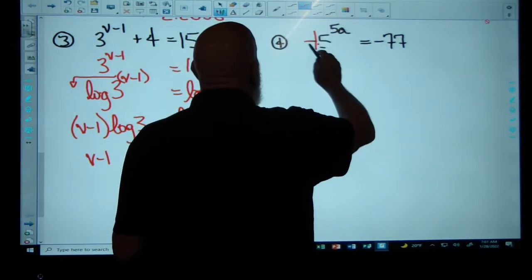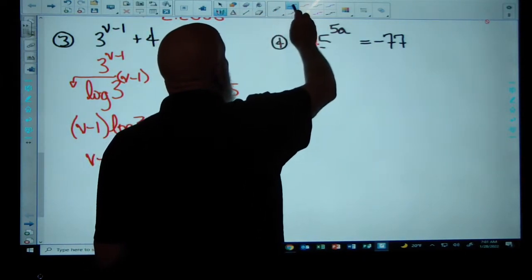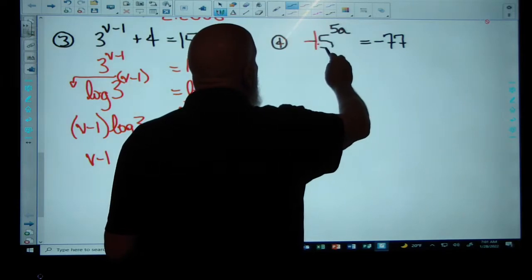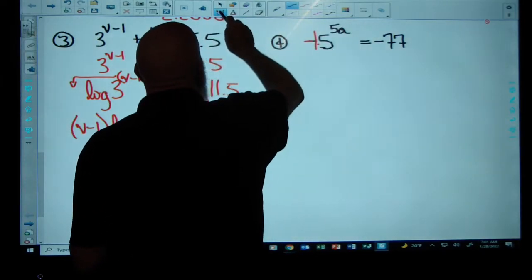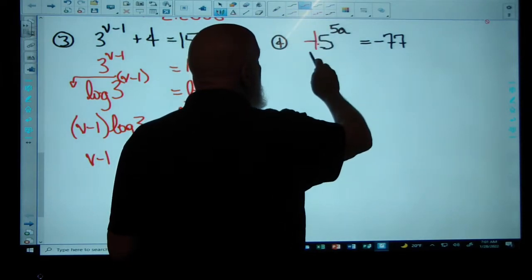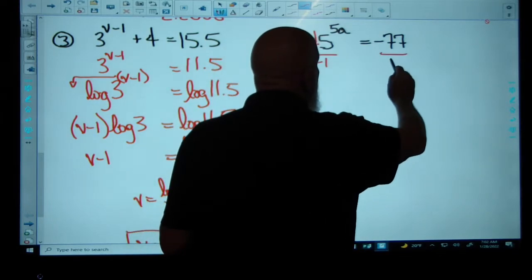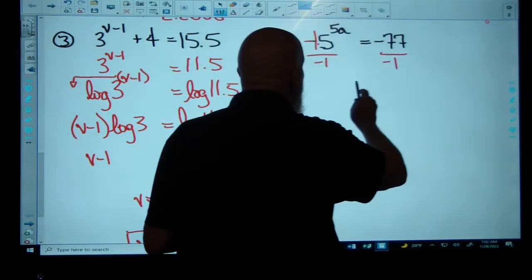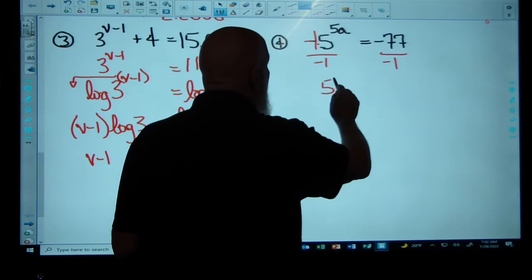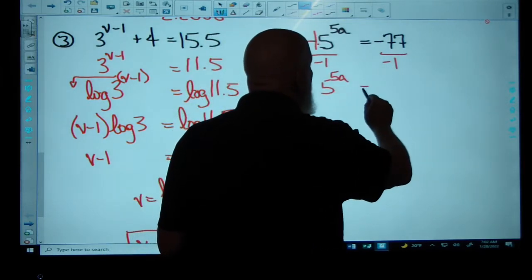Okay. Try to write this back in here. That's 5a. So here we go. Let's see if it's going to let me work it. I'm going to divide both sides by negative 1. Okay. And that gives me 5 to the 5a. Yay, it's going to let me. I don't know what it was doing there. Is equal to positive 77.